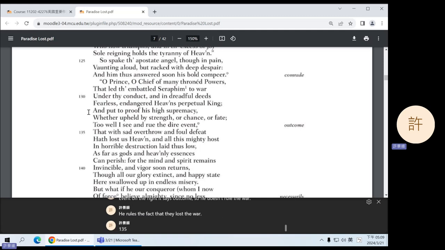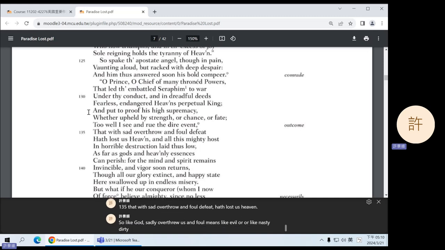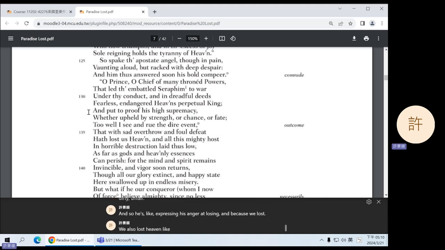135. That with sad overthrow and foul defeat hath lost us heaven. So like God sadly overthrew us, and foul means like evil or nasty, dirty, unfair. And so he's expressing his anger at losing. And because we lost, we also lost heaven. Like we were kicked out of heaven.